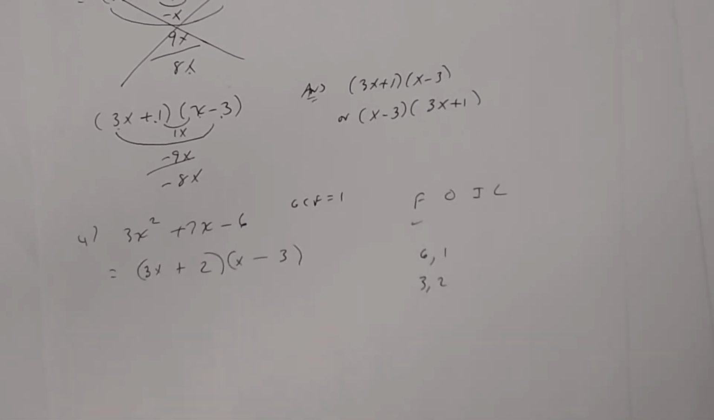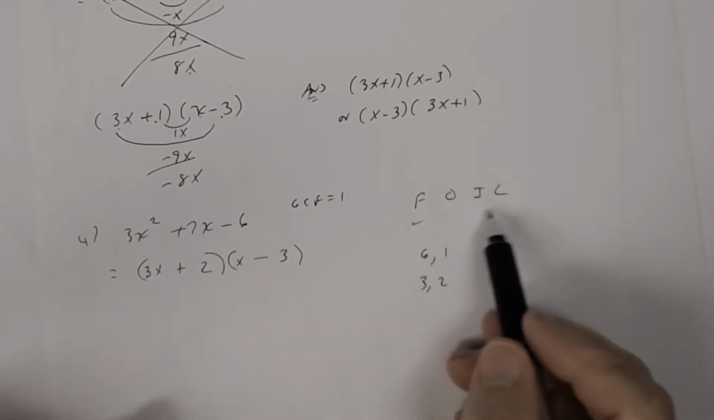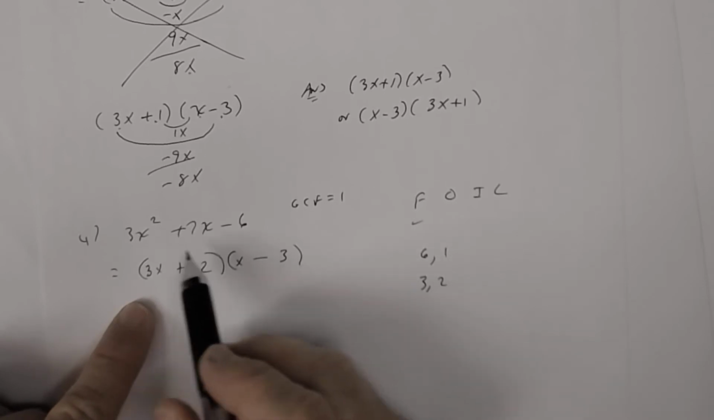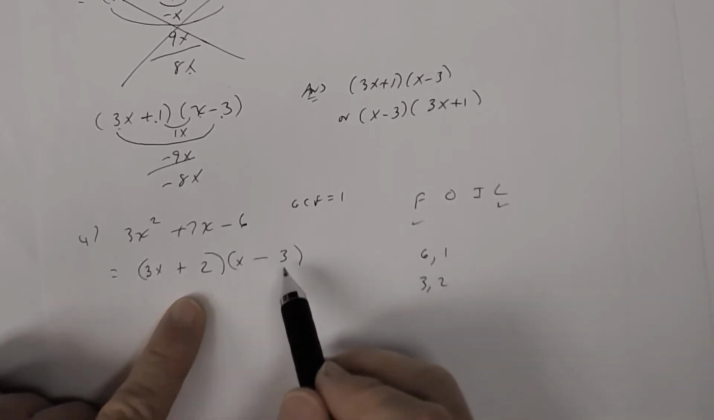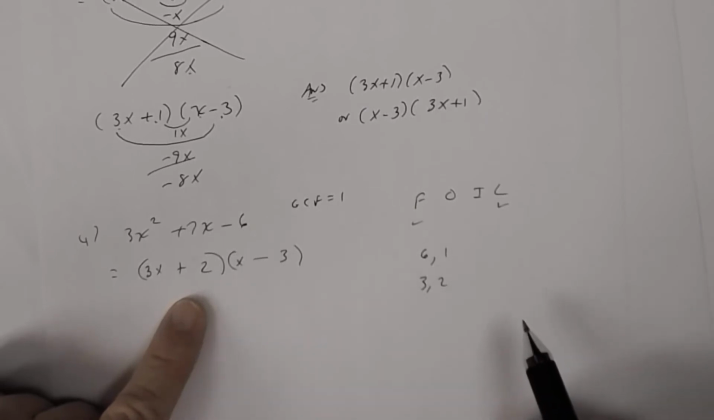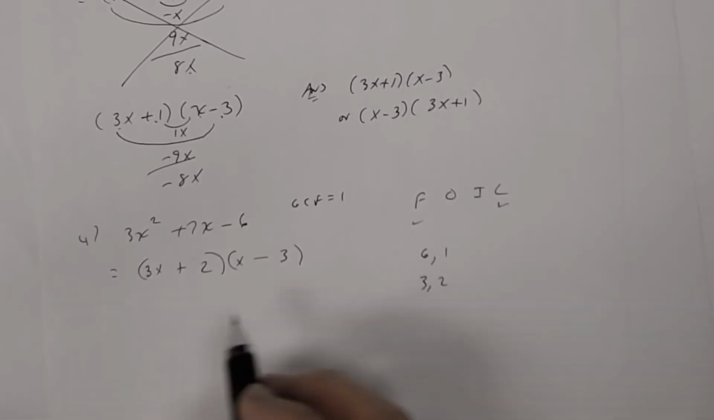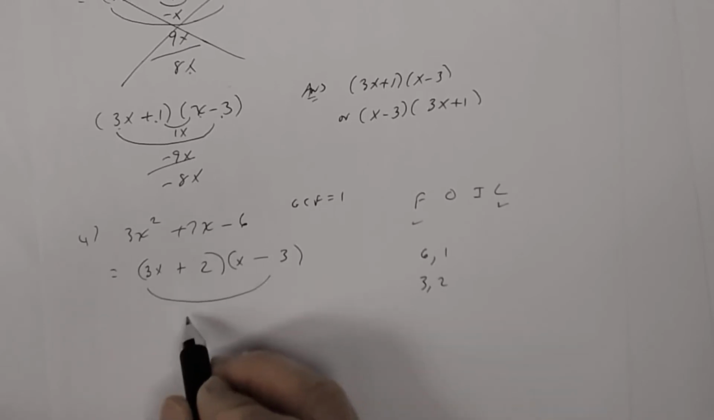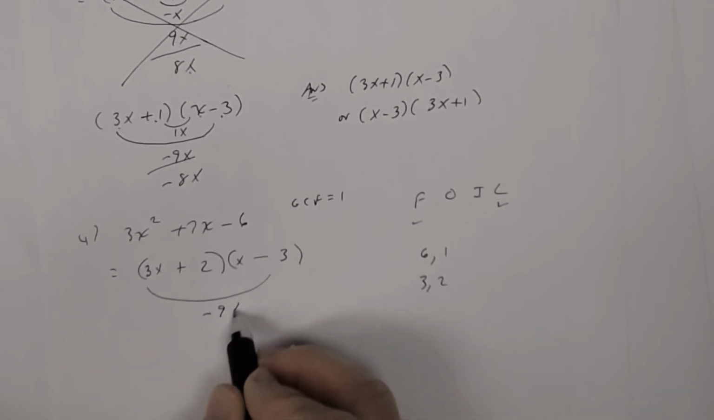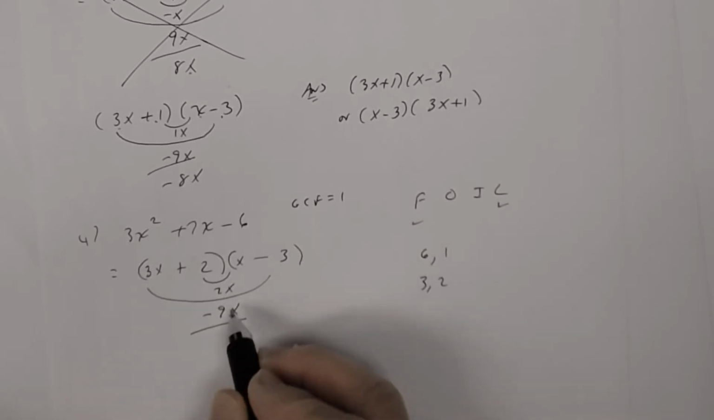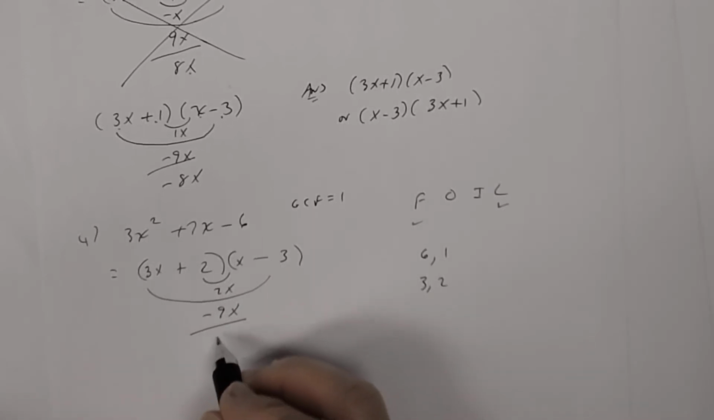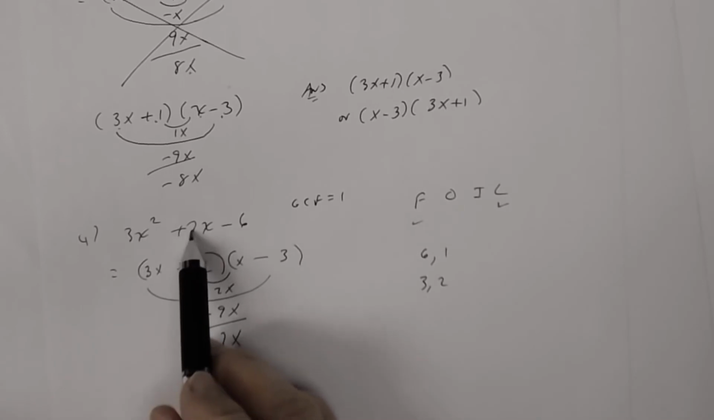See what happens. 3x times x is 3x squared. The last: positive 2 times negative 3 is negative 6. So far we're good. Now let's do the outer and inner. The outer is 3x times negative 3, which is negative 9x. The inner, 2 times x is 2x. When I add 2x and negative 9x, I get negative 7x. But that's not what I wanted.